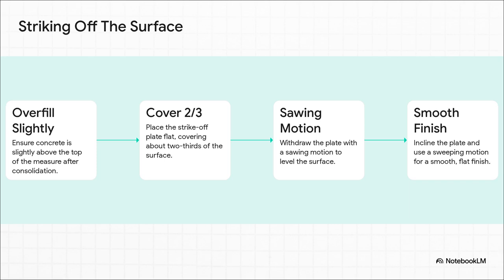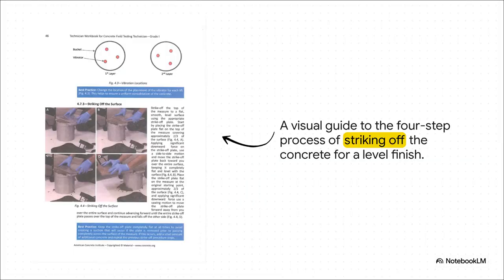You can't just scrape it flat. That sawing motion is a specific requirement you have to demonstrate. It's what lets you properly finish the surface without pulling out aggregate or creating voids. This sequence shows you exactly how it's done.